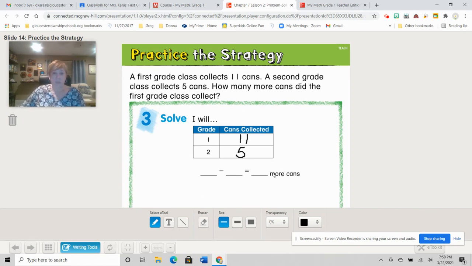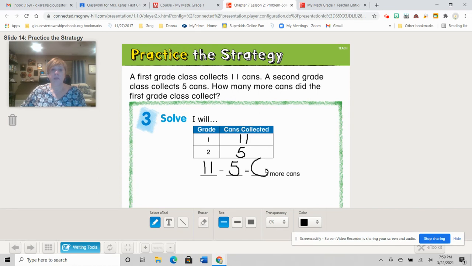Well, as we can see, there's a subtraction sentence here. So which number would we begin with? That's right, the largest one, which is 11. And then we have to take away how many second grade collected. Okay. All right, so if you would like to pause and solve this subtraction number sentence and then come back, we'll see what the answer is.